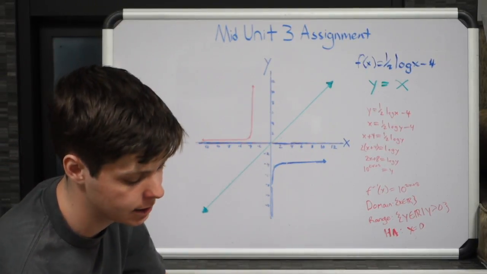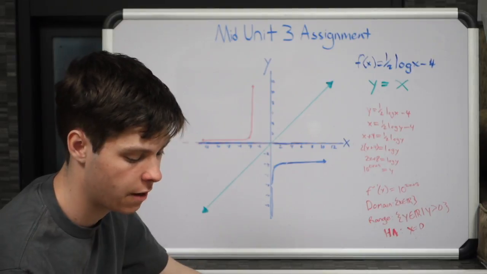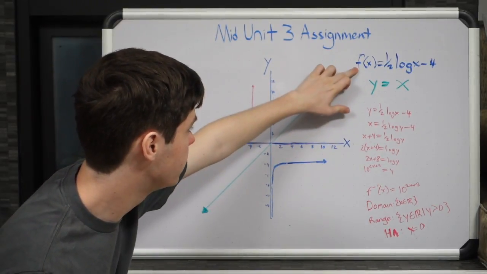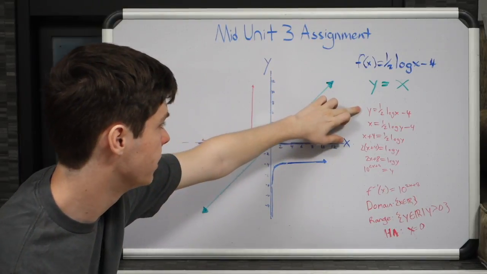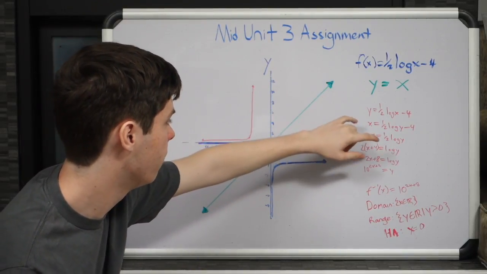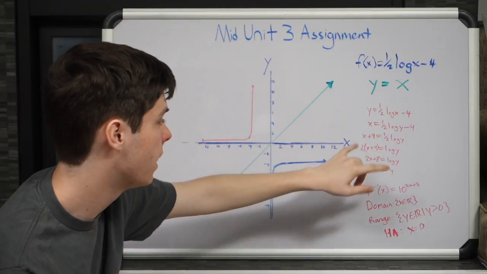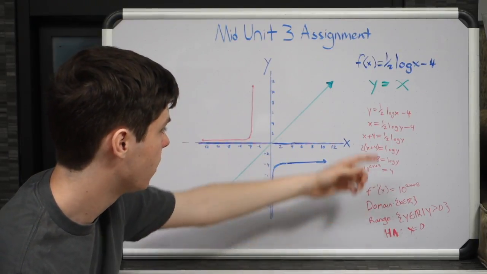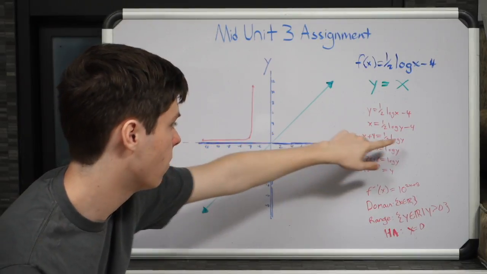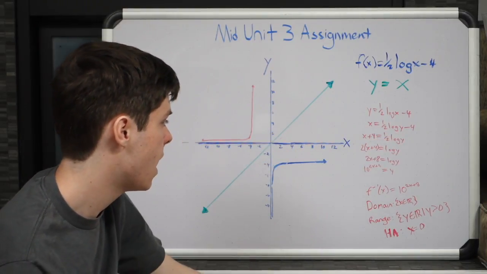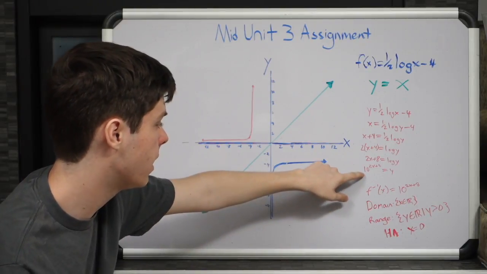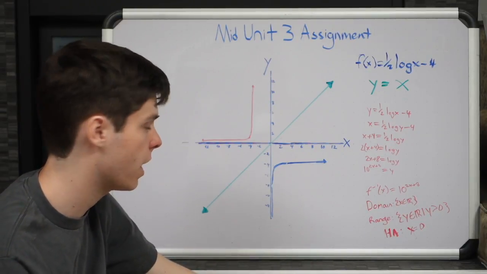Part D asks, determine an equation for the inverse of f of x. So what I did was I wrote down the original f of x equation, and I replaced f of x with y. Then I flipped the two variables, x and y, so x becomes y on this side and y becomes x on that side. And then I isolated for y, and I ended up with 10 to the power of 2x plus 8.